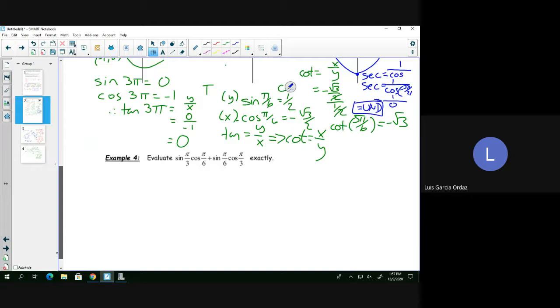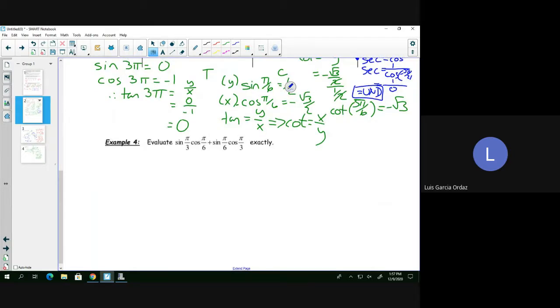And last but not least, this is probably the easy example out of all of them. So we want to evaluate sine of pi over 3 times cos of pi over 6 plus sine of pi over 6 and cos of pi over 3. So we're going to be using our special triangles. So what is sine of pi over 3? What does that give us? So root 3 over 2.